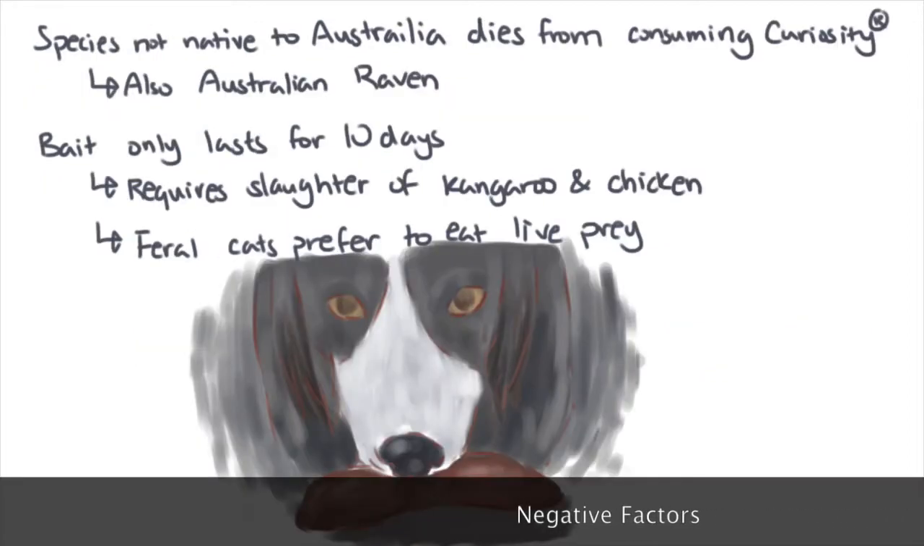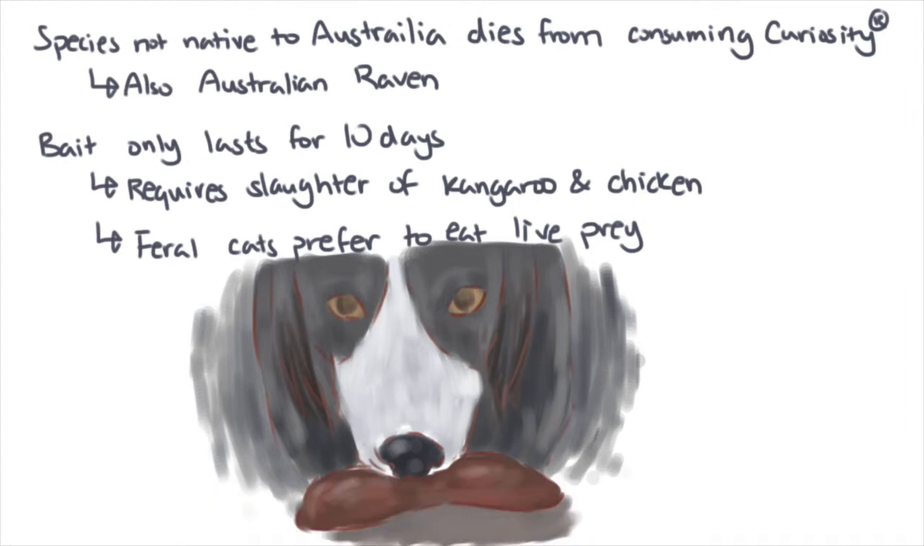The limitation of Curiosity is that the toxin affects any carnivorous domestic animal not native to Australia. Not only pets die from consuming the bait, but it has been detected that carnivorous birds, for example the Australian raven, were also consuming the bait. Also, the bait must be replaced every 10 days because sausages only last for a maximum of 10 days before going bad. This could lead to an unnecessarily high price for the funds. Not only that, but sausages require the slaughter of kangaroos and chickens, bringing another ethical issue into play.